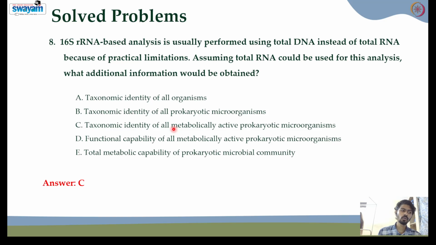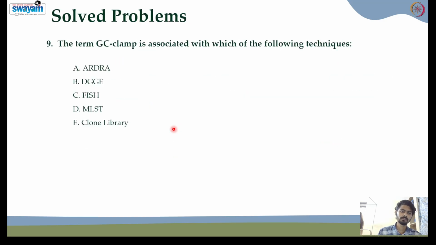So we will move on to the next question, which is: the term GC clamp is associated with which one of the following techniques? This we have seen earlier. We have discussed the GC clamp. So in which technique have we studied the GC clamp? Option A, ARDRA, option B, DGGE, option C, FISH, option D, MLST, and option E, clone library.